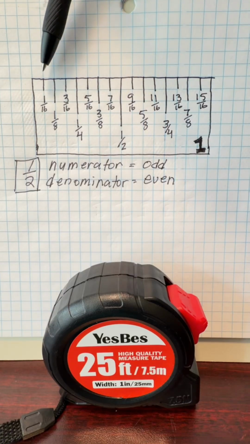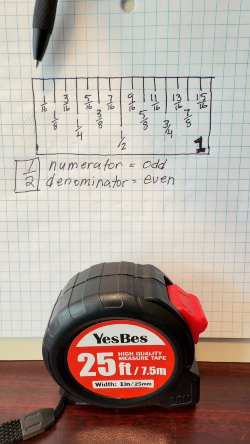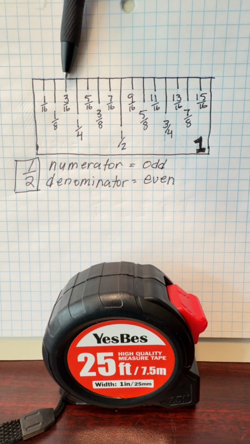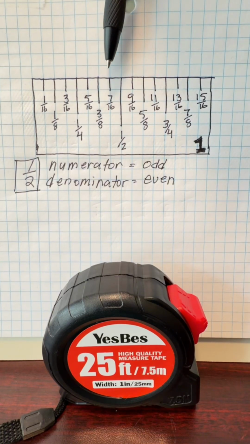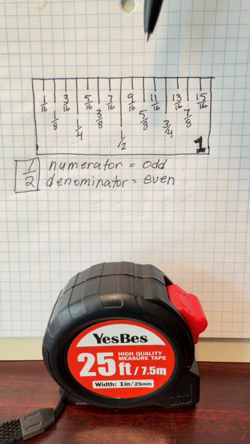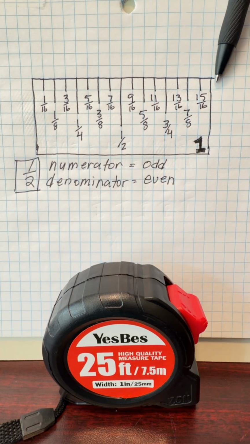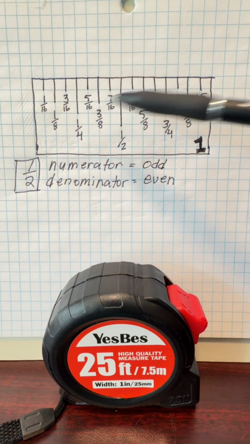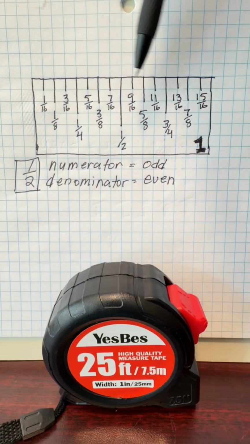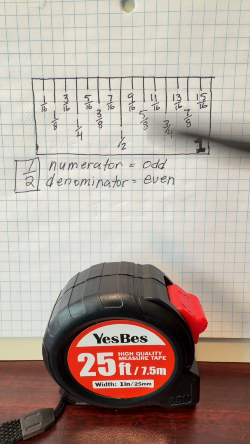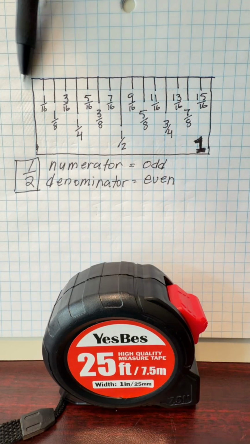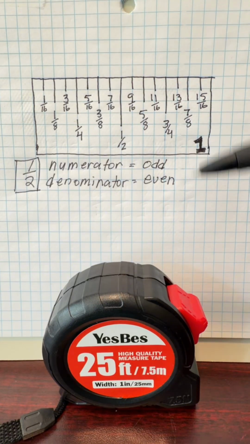Let's go on to our sixteenths. Same thing. 1/16, 3/16, 5/16, 7/16, 9/16, 11/16, 13/16, and 15/16. Now it takes a little bit of practice to remember to count in that way, but this is a good rule of thumb when you're dealing with a tape measure that doesn't have all of the markings on it.